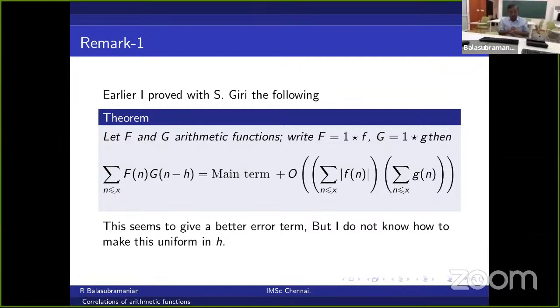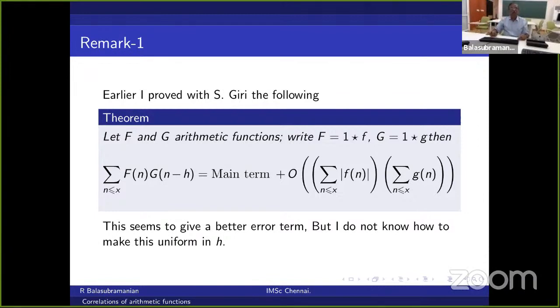Therefore, if you have an elliptic curve and you want to know how many primes there are such that the size of E over F_p is precisely n, then when you do these calculations, the summation of F(n) g(n minus h) naturally enters the picture. In our case, h was fixed, and therefore we were not so keen on how one would prove the uniform estimate. But this is something I have been looking at, and it is not very clear to me how this result can be made uniform in h.